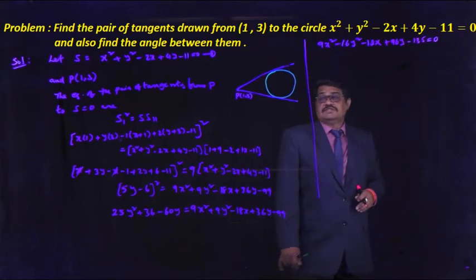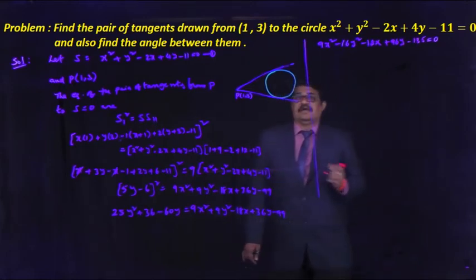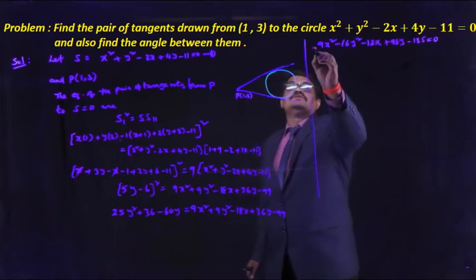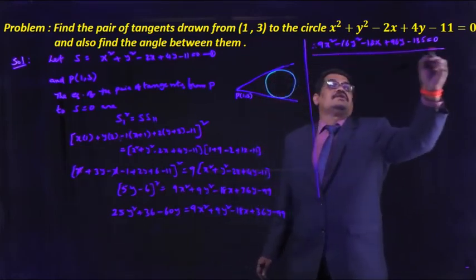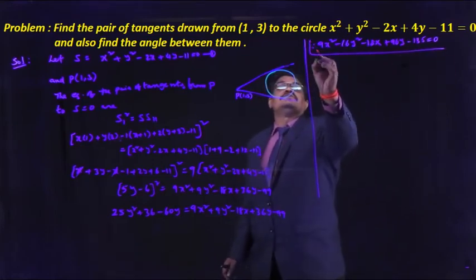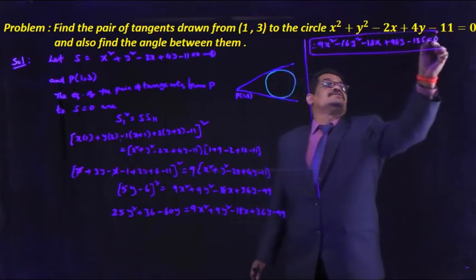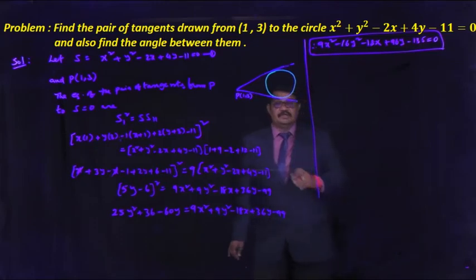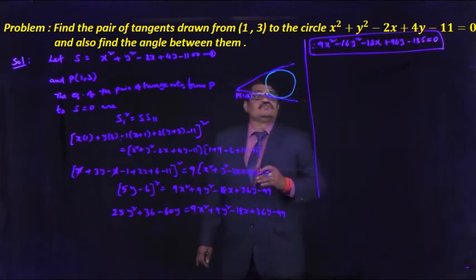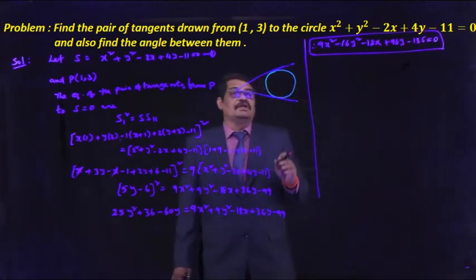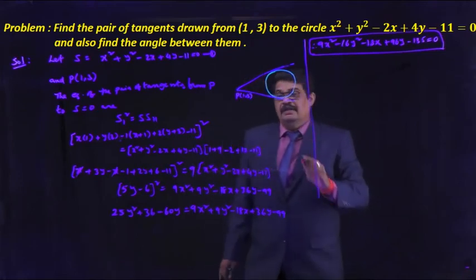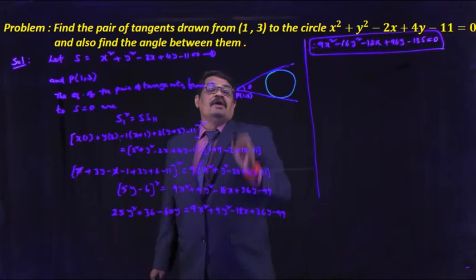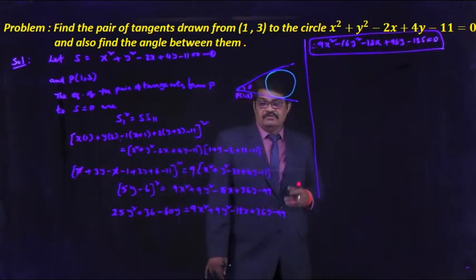Okay. So this is the pair of tangents from the point 1, 3 to the circle. These are the pair of tangents from the given point 1, 3 to the circle. Okay, we have obtained the pair of tangents and we have to find the angle between them.